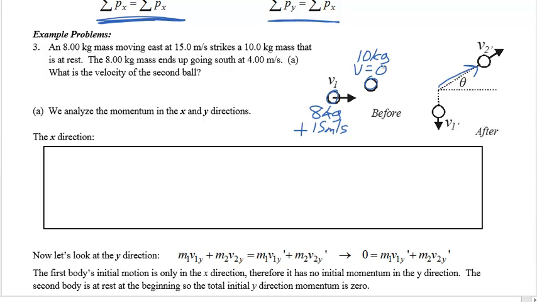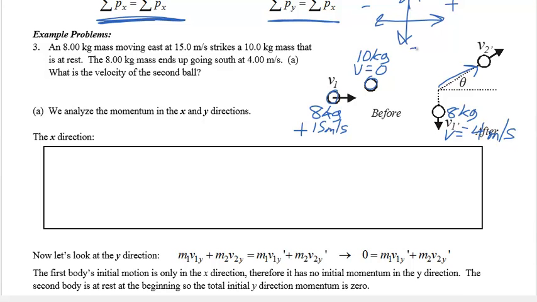The 8 kilogram mass ends up going at 4 meters per second. So we know that this 8 kilogram mass is now going at 4 meters per second. And it says south, so we're going to make that a negative value, right? We're going to say that if something is moving to the right, it's positive, to the left, it's negative, up is positive, and down is negative to help us decide what ways everything's moving.